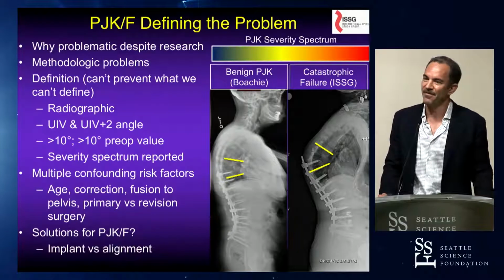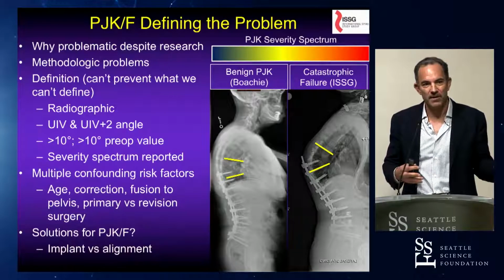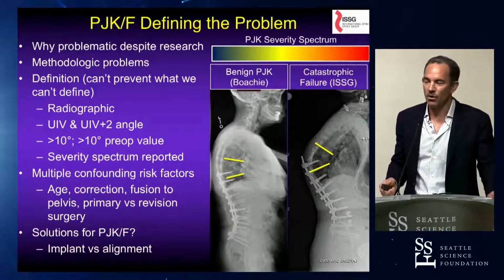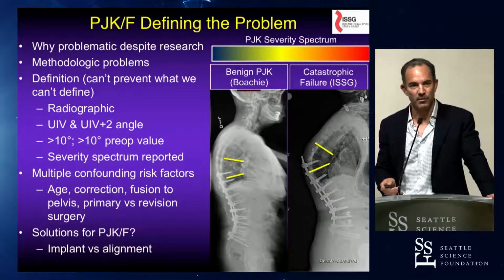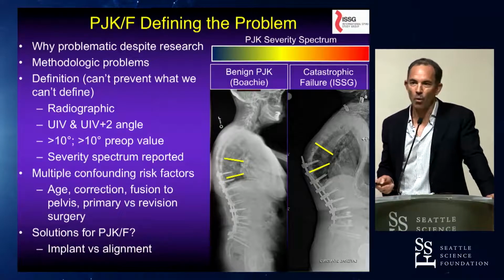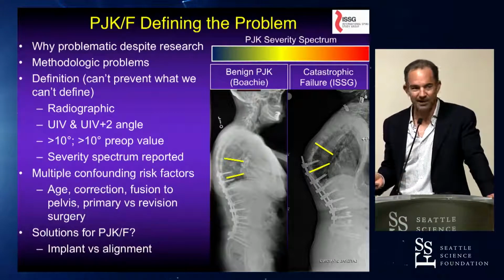And so then if we look to then solve this, the problem is severalfold. One, you have to define it accurately. And two, you say, well, what are then the solutions for it by controlling for all the confounding factors? And so let's take a deeper dive into what's been proposed to prevent junctional failure, namely either implants or, as Dr. Debussy was talking about earlier, spinal alignment.